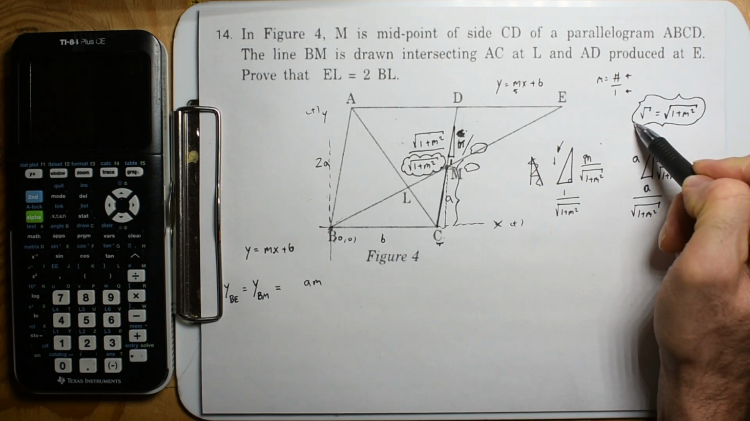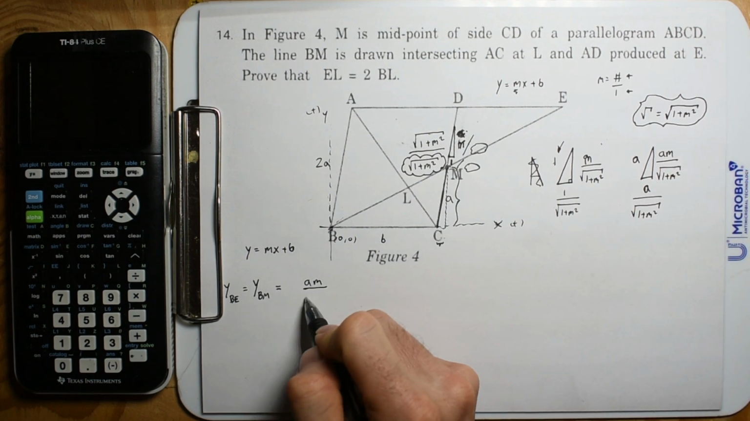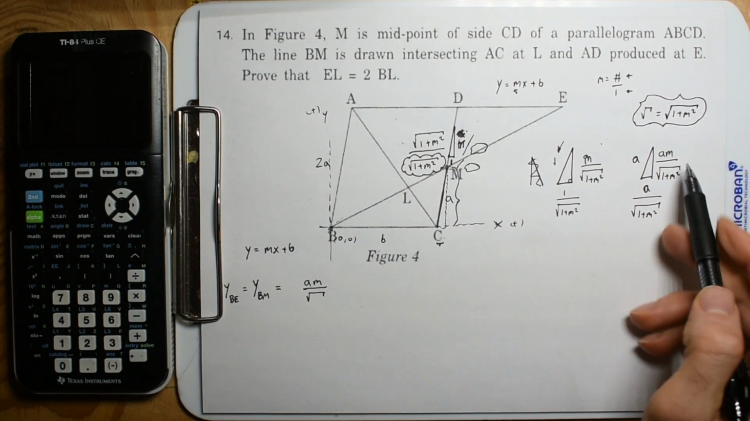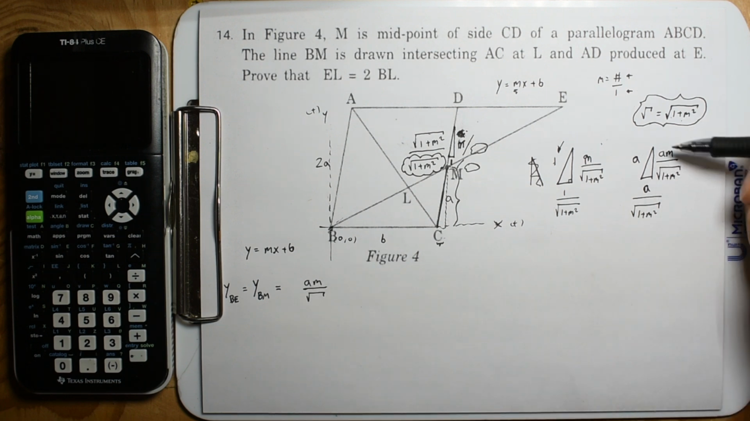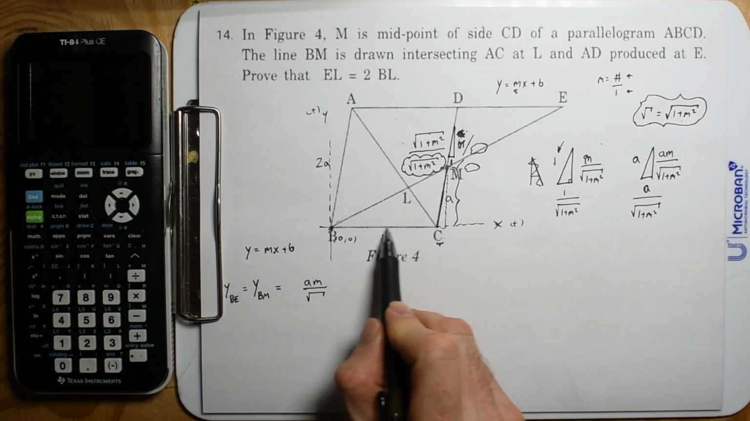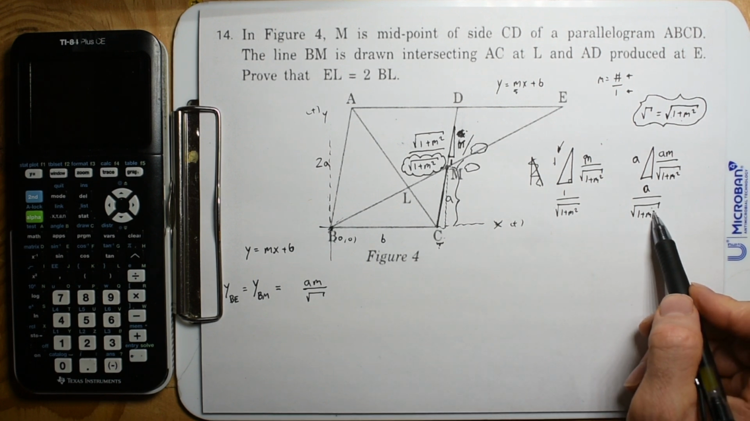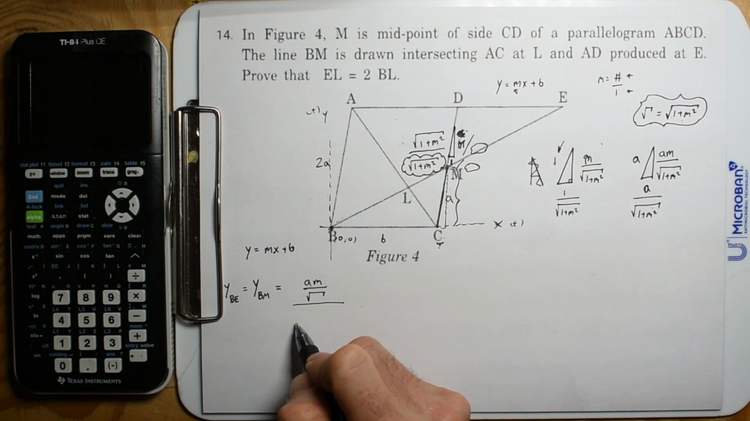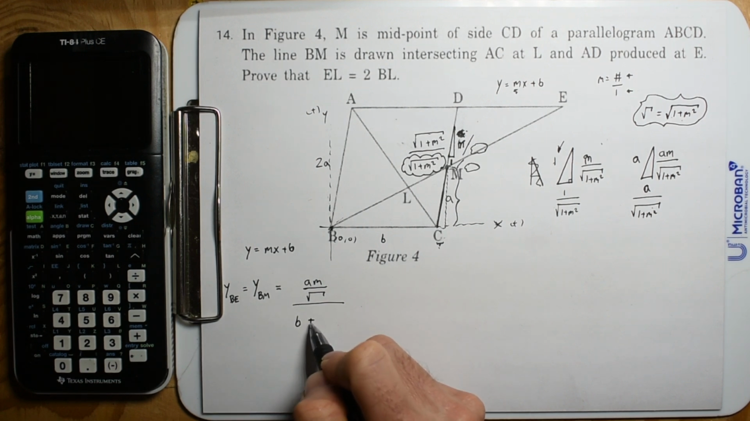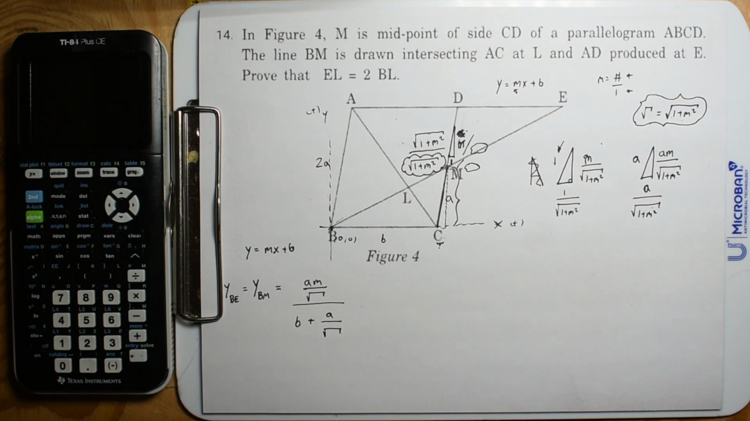So this is going to be AM divided by this square root. And inside the square root is 1 plus m squared. Enough said. Alright, so that's going to be the rise. The run is going to be b plus this little thing right here, which is that guy right there. So this is the rise. The run is going to be b plus a square root like that.